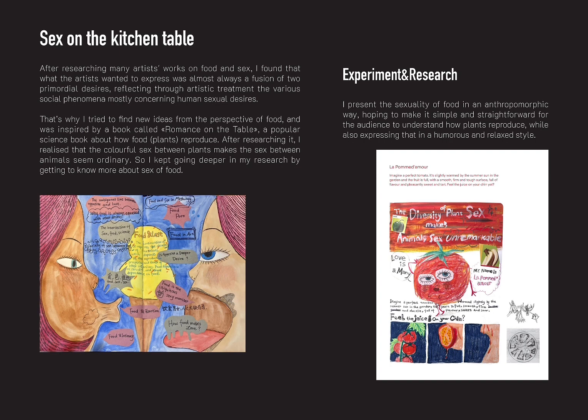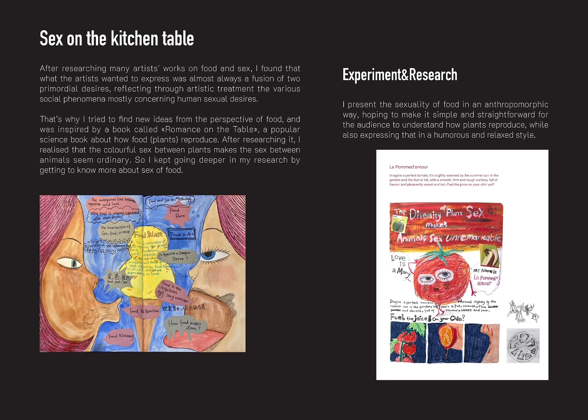That's why I tried to find a new idea from the perspective of food, and was inspired by a book called Romance on the Table, a popular science book about how food plants reproduce. After researching it, I realized that the colorful sex between plants makes the sex between animals seem ordinary, so I kept going deeper in my research by getting to know more about the sex of food.